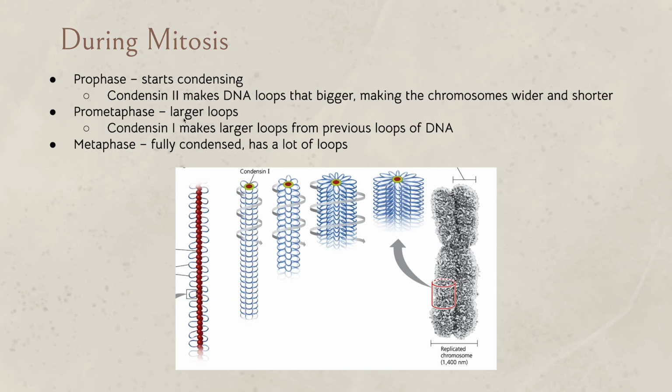Then in prometaphase, larger loops happen. Condensin 1, which is this green one right here, makes larger loops from the previous loops of DNA, and it keeps on looping until there are bigger and bigger loops. Then in metaphase, the chromatin is fully condensed and it has a lot of loops. So we get from that one strand of DNA to something like this, which is a chromosome. That makes it easy in mitosis to separate the DNA.